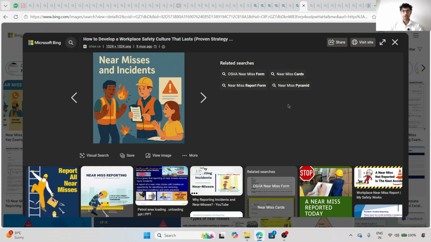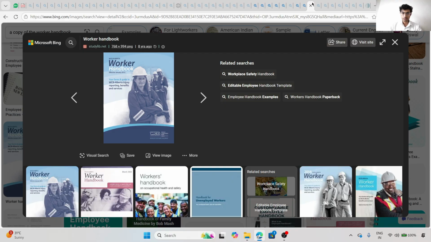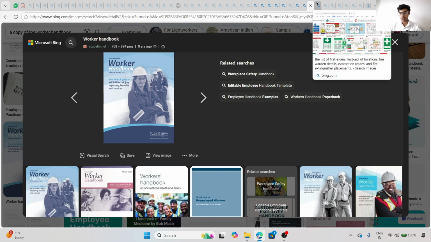Now the inspector prepares to tour the store. While going, he pauses at a notice board and sees a copy of the workers' handbook. The handbook reflects a good, positive culture. The store manager says every worker receives a copy during their induction.